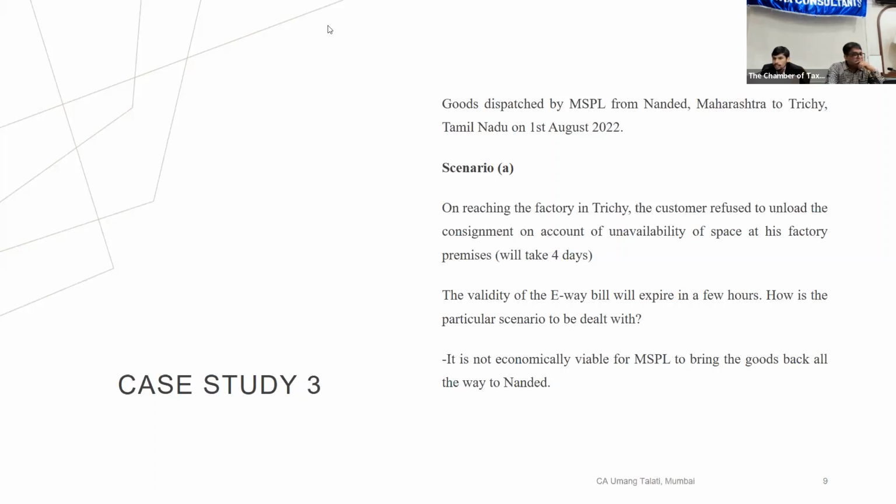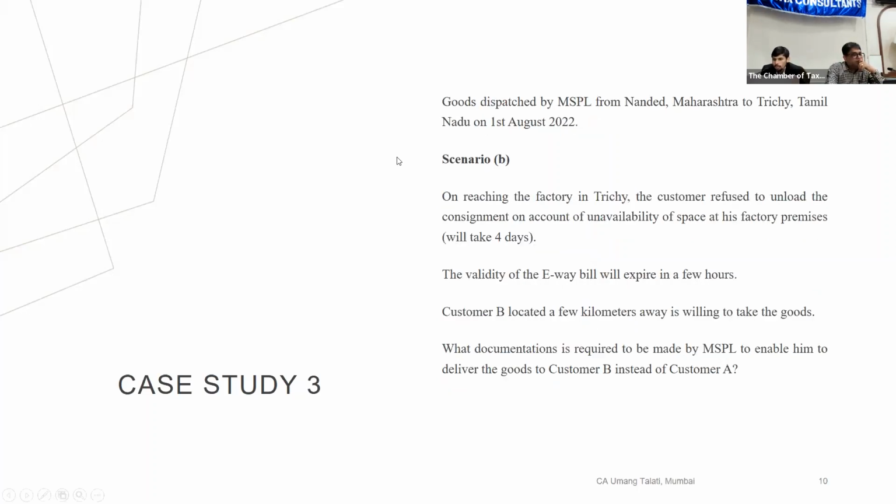Let's go ahead. Just a little bit more complicating scenario B. The same scenario is there. Just that I have found another customer who is a few kilometers away and is willing to take the goods. So then what documentation is required to be made to enable him to deliver to customer B instead of customer A? So now the truck is lying at Trichy factory outside the gate.